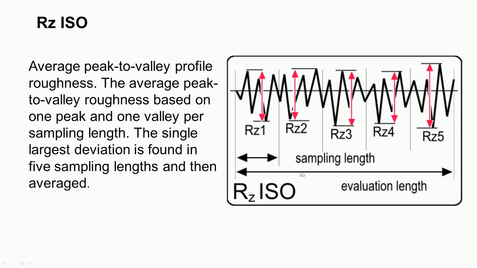Now, this is RZ. We have the evaluation length which is divided into 5 equal parts. So, we have 5 sampling lengths, RZ1, RZ2, RZ3, RZ4 and RZ5, and in each sampling length, we have to find the peak to valley distance. Now, this is RZ1. Similarly, peak to valley in the second sampling length, that is RZ2, RZ3, like this. After finding RZ1, RZ2 up to RZ5, the average peak to valley profile is calculated. So, that is RZ.